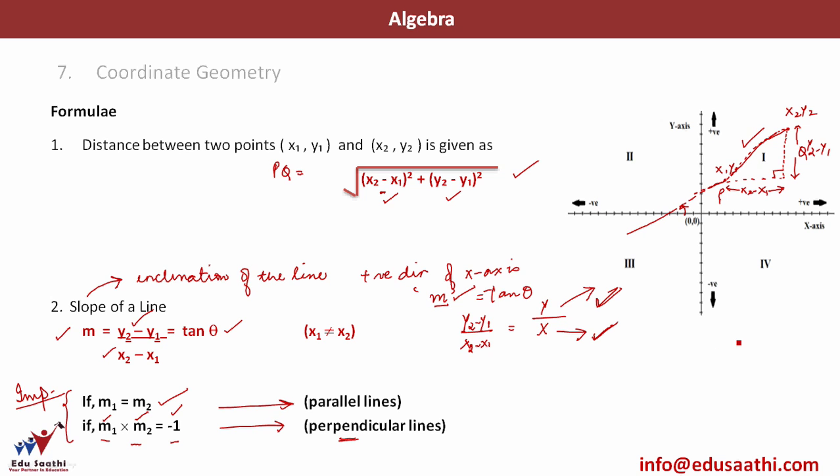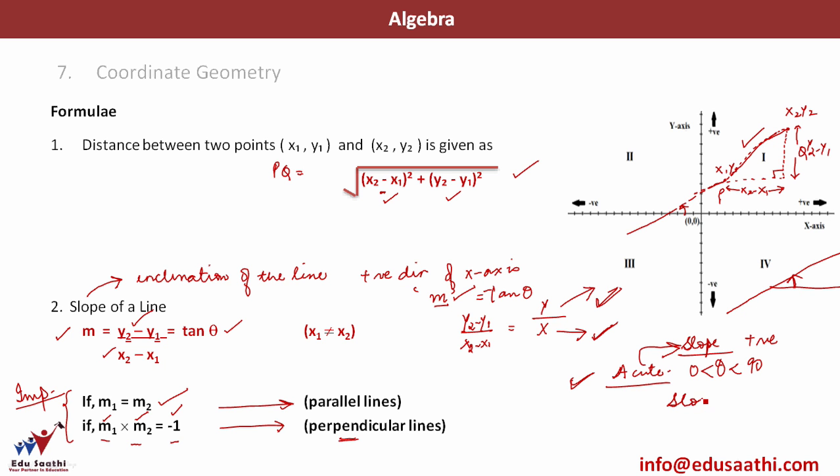Now the slope can tell you the nature of the graph. If your slope is positive, that means the angle that it makes would be between 0 and 90. That means for an acute angle with the positive direction of the x-axis, the slope will turn out to be positive. Whenever the slope is positive, the line will be like this. This angle will be an acute angle.